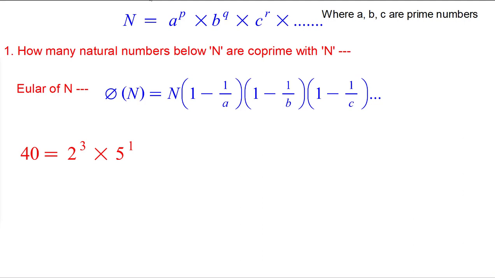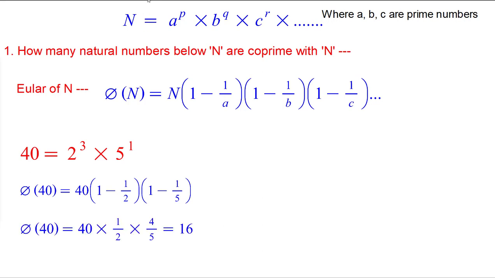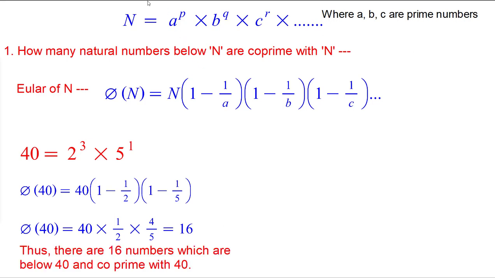Let's apply this formula on the first question, that is 40. Our first question was for 40. The prime factorization of 40 is 2 to the power 3 into 5 to the power 1. So let's find Euler of 40. Euler of 40 is going to be how much? 40 into 1 minus 1 by 2 into 1 minus 1 by 5. That is 40 into 1 by 2 into 4 by 5, and that is nothing but 16. So from this we can see that there are 16 numbers which are below 40 and coprime with 40.